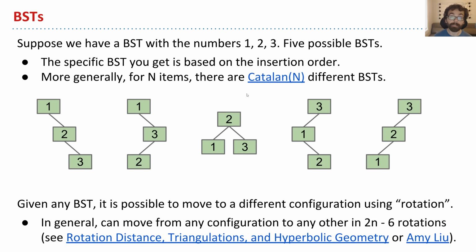Given any binary search tree, there is an operation known as rotation, which I'll describe in a moment, that lets you move between states. That lets you say, I currently have this tree, and I want this one instead.